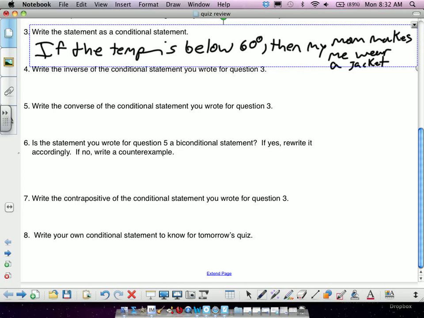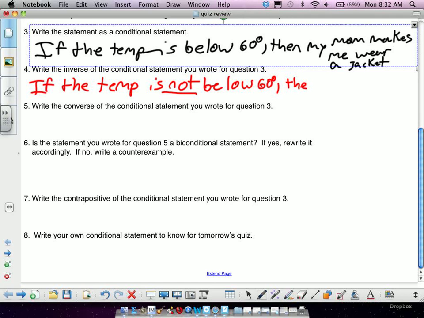Okay, write the inverse of this. Good. If the temp is not below 60 degrees, then my mom does not make me wear a jacket.